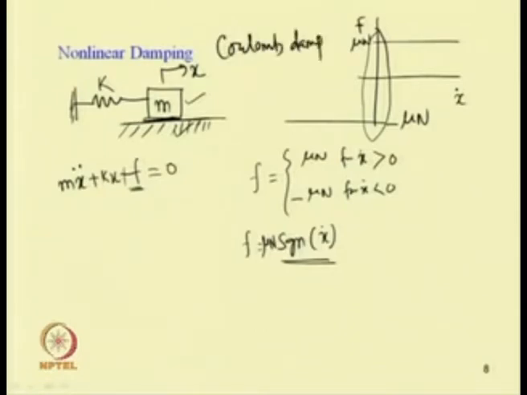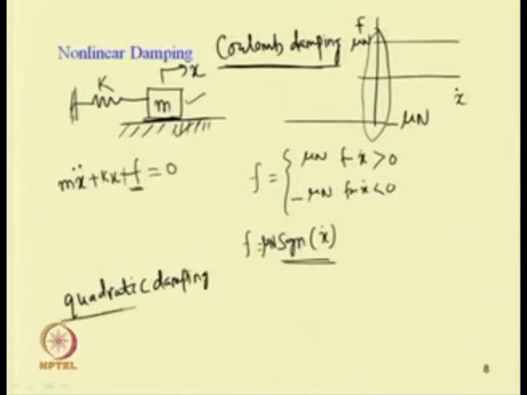So, in this way, we can also have other different types of forcing and other different types of damping. So, let us take a quadratic damping. We can have a spring mass system with this quadratic damping. Quadratic damping means the damping force will be quadratic. So, let us take the spring mass damper system.